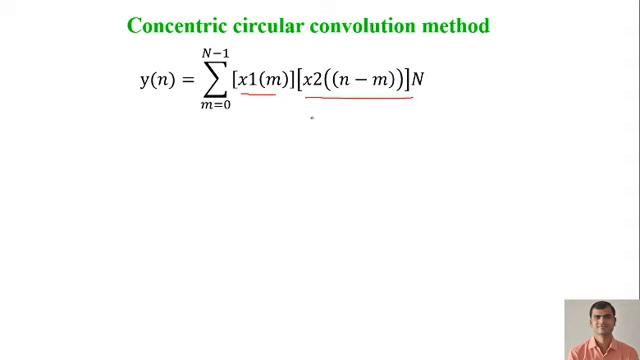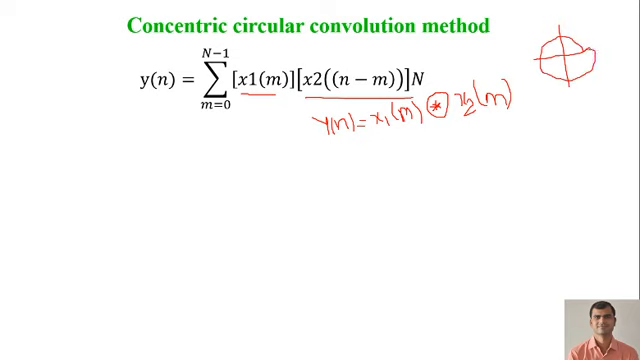So y of n is equal to x1 of m circular convolved with x2 of m. This is the symbol for circular convolution. So we'll have this formula. Now I am considering the sequence of x1 of n like this, in anti-clockwise direction.